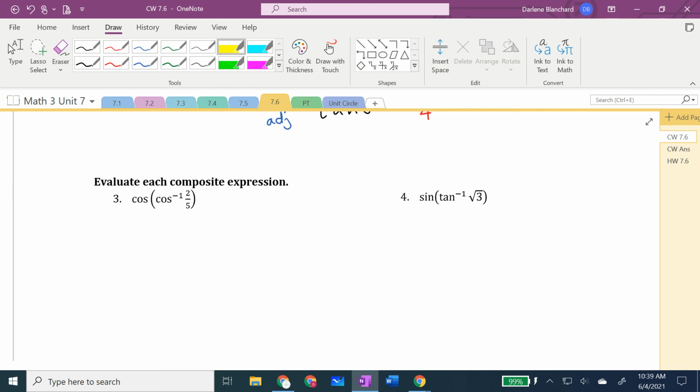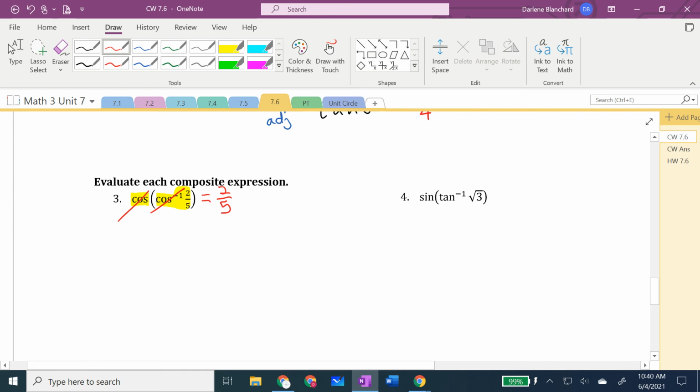The inverse trig functions are inverse functions. If you put inside of a trig function its inverse trig function, what should happen? It cancels out. And so what should this answer be just with understanding what inverses do? It should be 2 over 5. You got it. That's it.